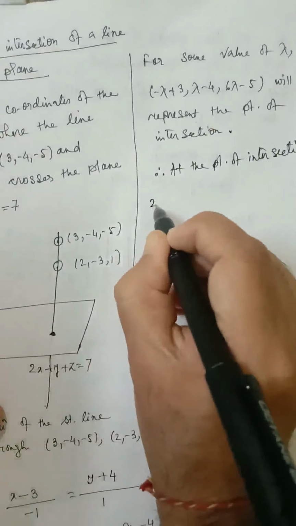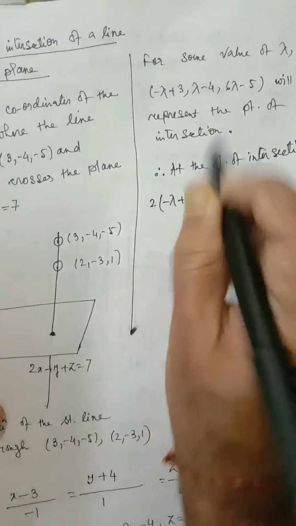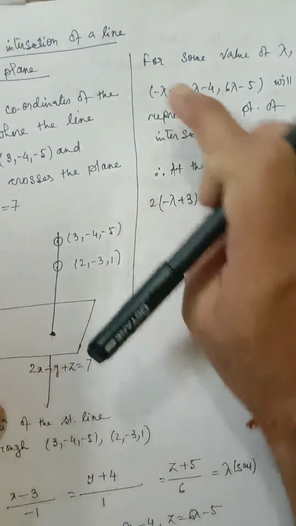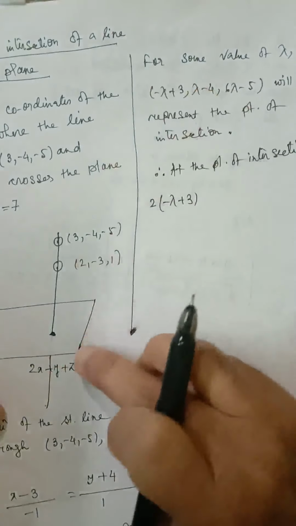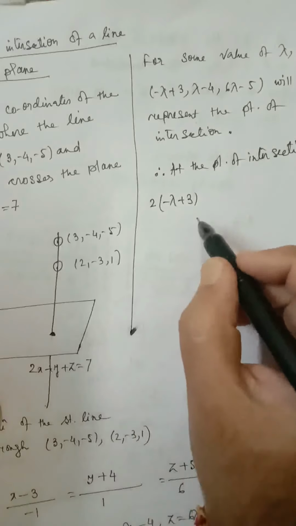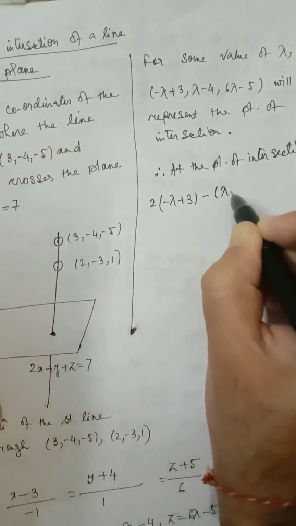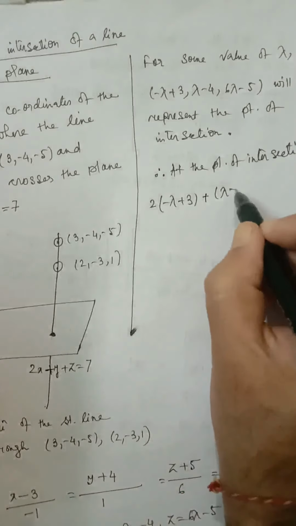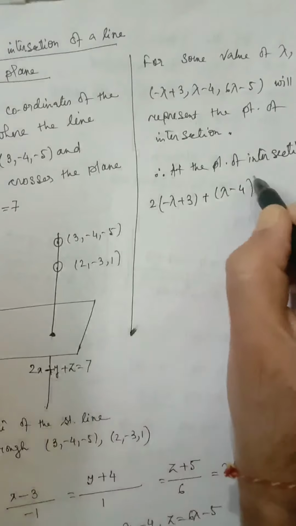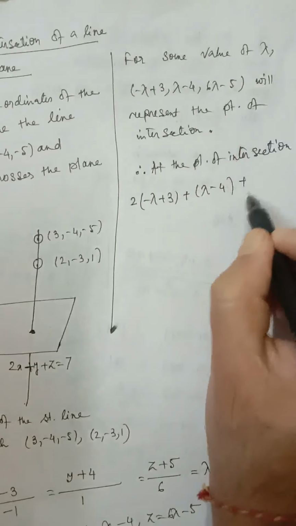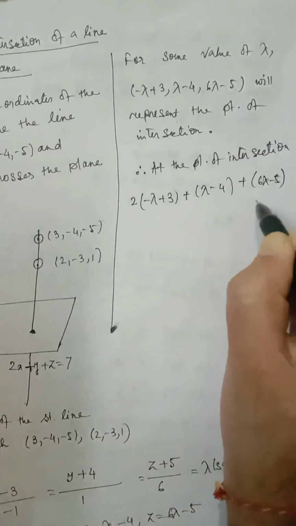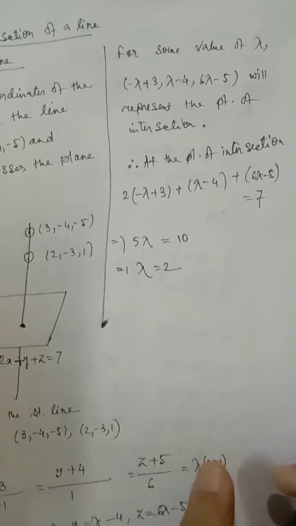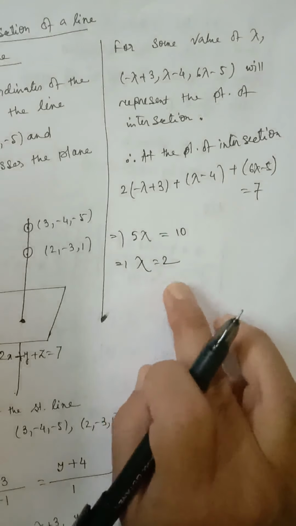So we will get 2 into minus lambda plus 3, putting these values here in the equation, replacing x by this, y by this and z by this. So 2 into minus lambda plus 3 minus of, not minus of, it will be plus of lambda minus 4 plus z, which is 6 lambda minus 5, is equal to 7. Simplifying, we get the value of lambda is equal to 2.